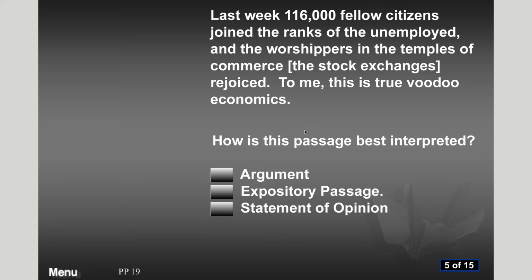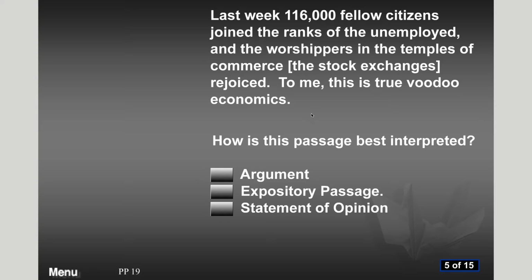Voodoo economics is a reference from the 1980s forward, first used by Vice President, who was to become George H.W. Bush, to reference what became known as trickle-down economics. That is, if you cut taxes for the wealthy, the benefits of that will trickle down to the lower middle classes.